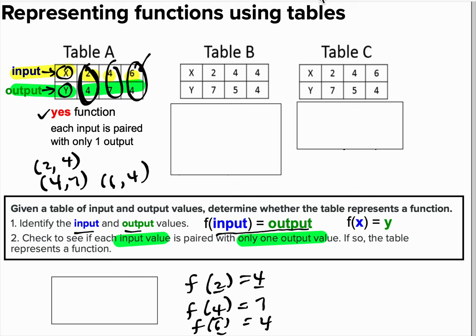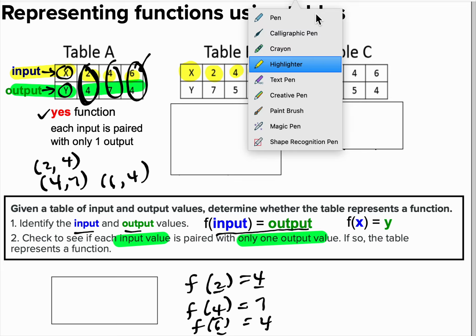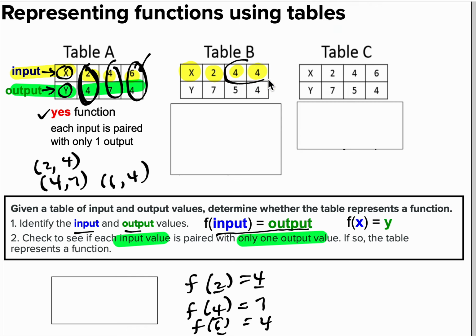If I look at table B here, I know that these are my inputs on the top, my x values. When I scan across, I see inputs of 2, 4, 4. That immediately brings to my attention that I have two of the same inputs. If it's a function, there can be only one output when I input 4. And I can already see here that when I input 4, sometimes I get a 5 and sometimes I get a 4. So that single input of 4 has 2 different outputs.